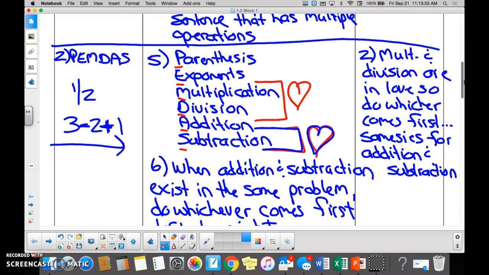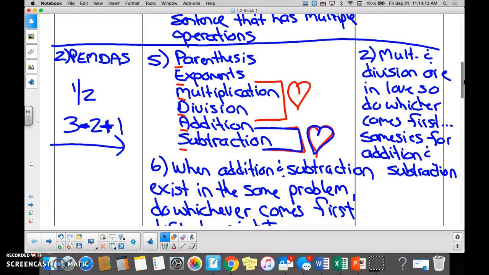Subtraction first, because they are in love. The reason we say they're in love is they're a pair, they are a couple, they work together, and they always let whichever one comes first go first. That's how they decide which operation you should solve. Does that make sense? Yes. And then multiplication and division is the same way. They are in love. Whichever one comes first, left or right in the equation, is how you solve that.